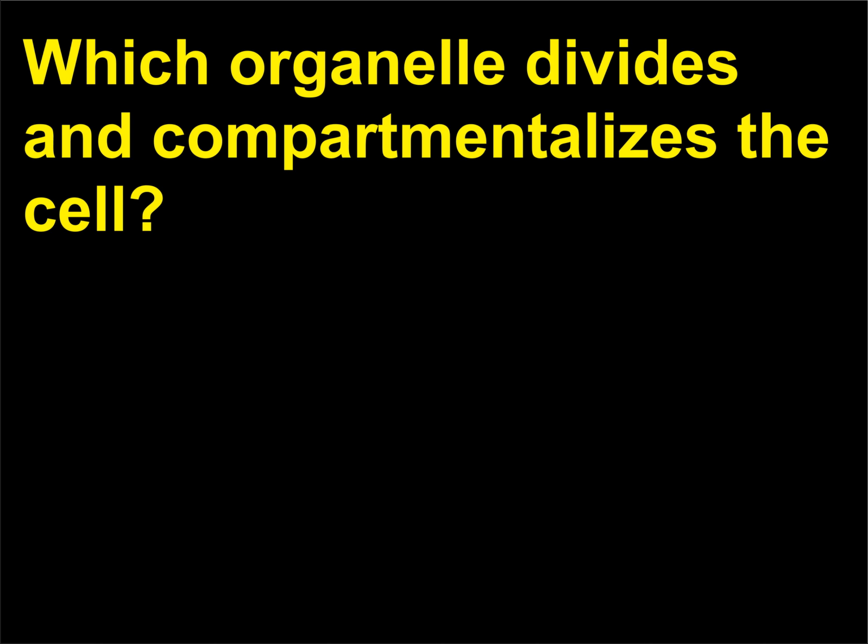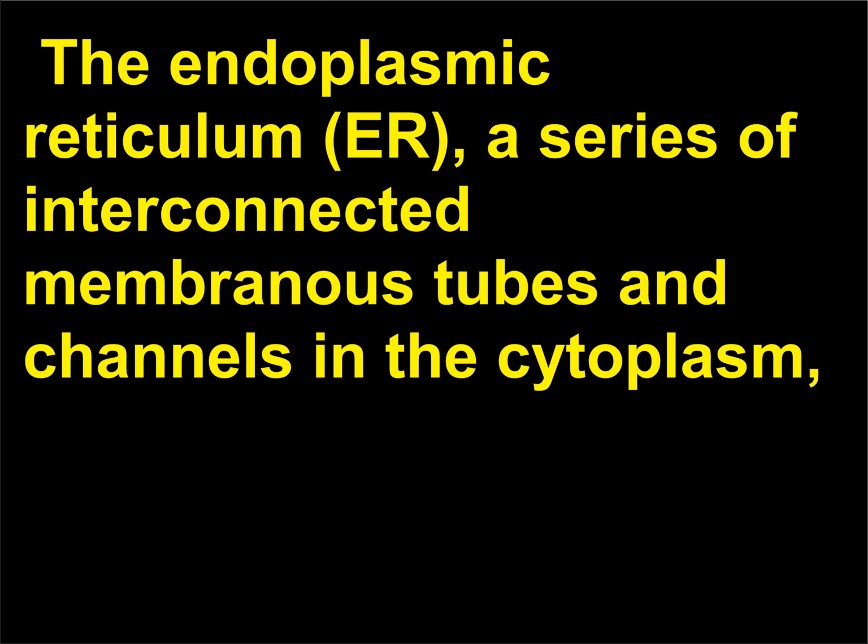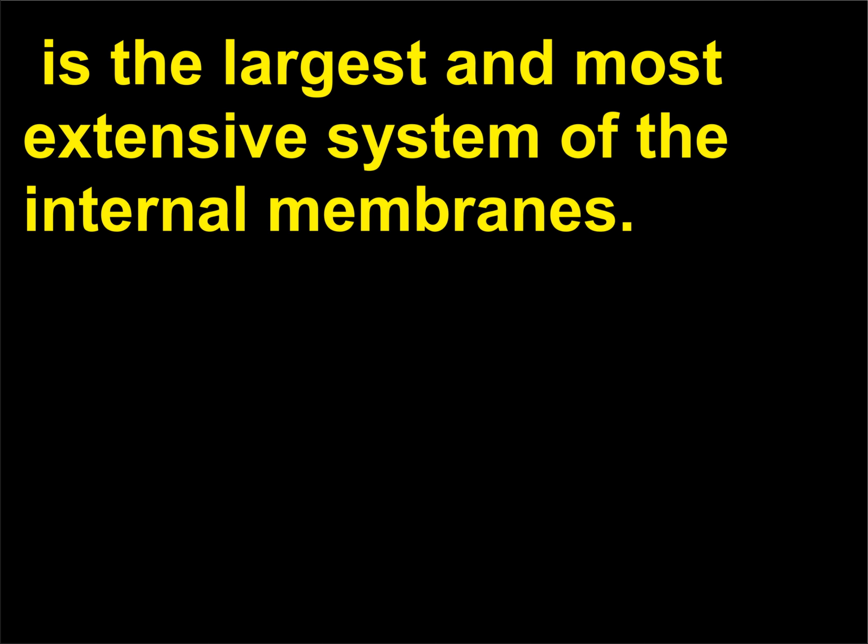Which organelle divides and compartmentalizes the cell? The endomembrane system, which fills the cell and divides it into compartments, and is visible only through electron microscopy. The endoplasmic reticulum, ER, a series of interconnected membranous tubes and channels in the cytoplasm, is the largest and most extensive system of the internal membranes.